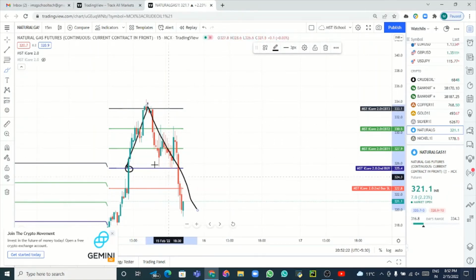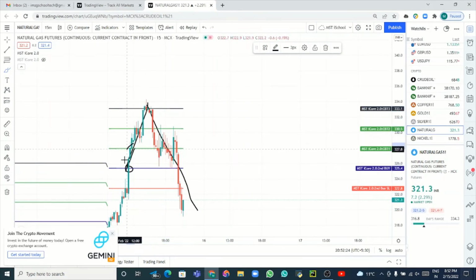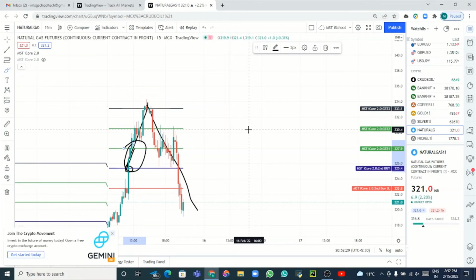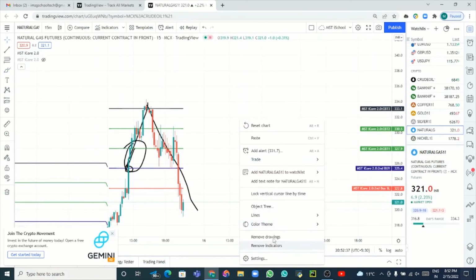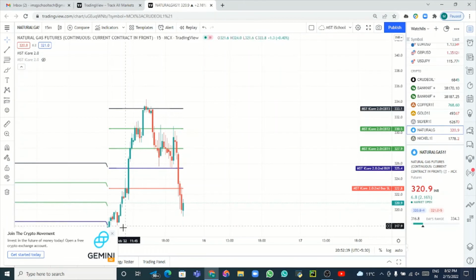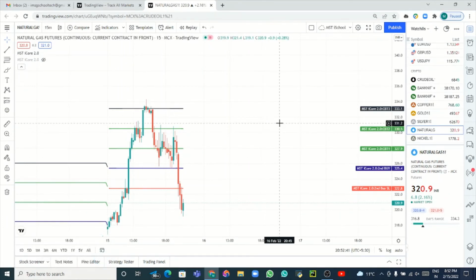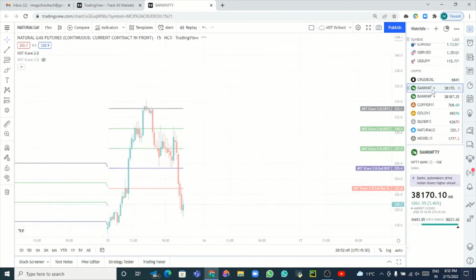So if we are getting a single target in a day, that is enough for us. 325 to 327, 2 points you have got. 2 points means 2500 in a single trade. So you take any script and book first target at least and exit from the market and do your work. So let us see in Bank Nifty what happened.